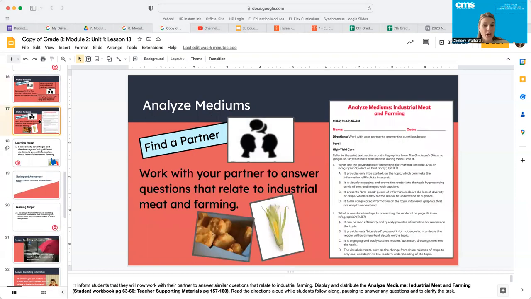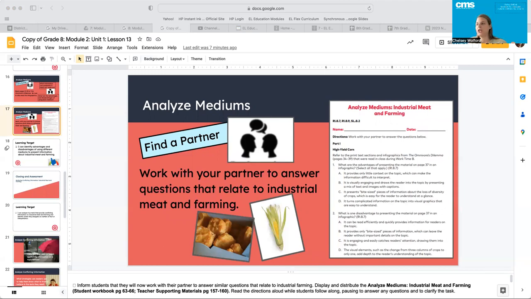All right, guys. So we are now going to move into doing some work, actually answering some questions here. So in your student workbooks, page 63 through 66, I want you and your elbow partner to work through these questions that relate to industrial meat and farming. So you're going to work through and you're going to answer these together, okay? And then hopefully we'll come back together and we'll talk about these a little bit. If I can get them to pull up on my computer. I'm having many technical difficulties today. So let's go ahead and pause the video. You guys work through this. Come back to me when you're ready to discuss it and go over it.